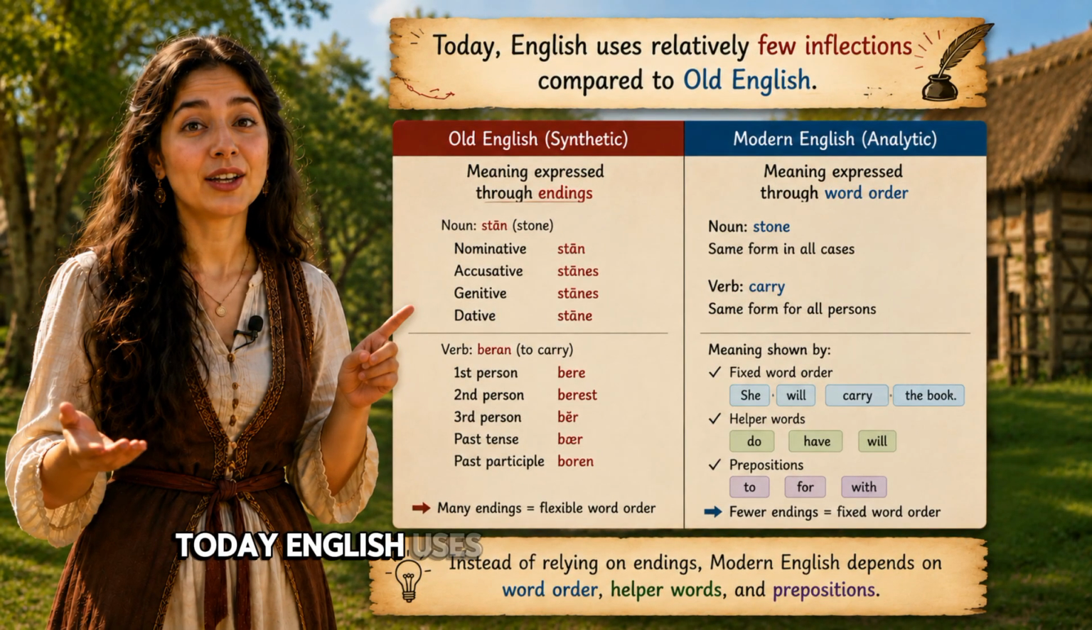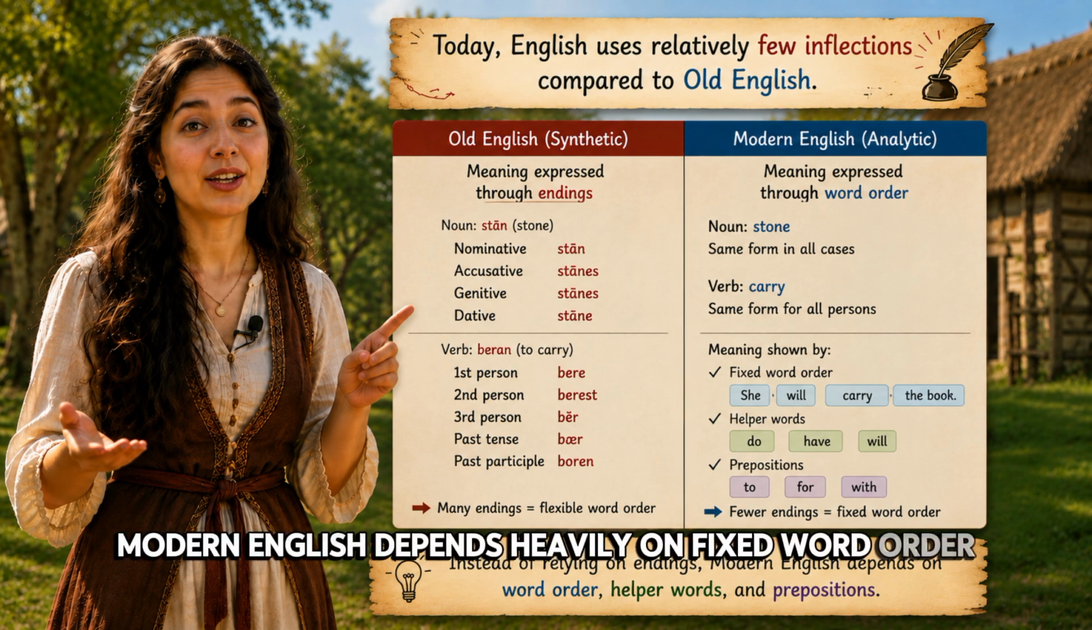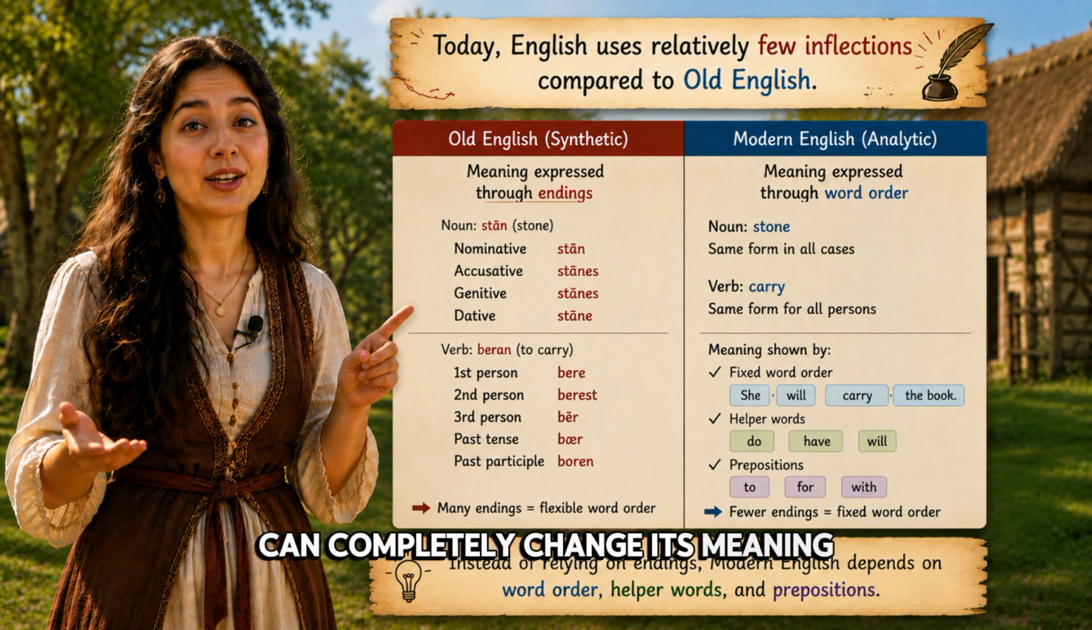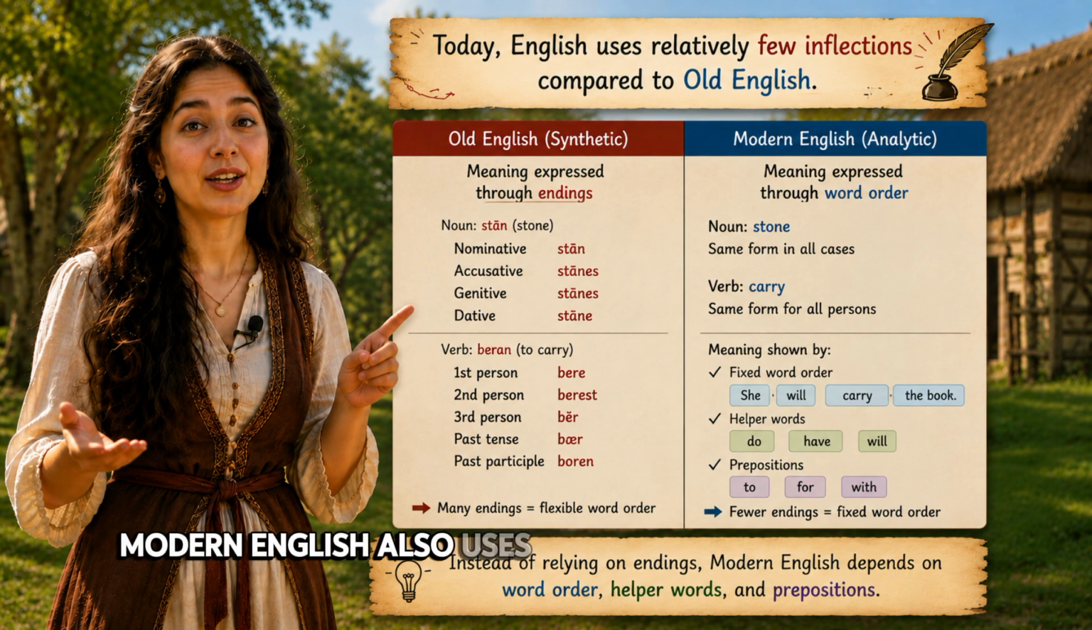Today, English uses relatively few inflections compared to Old English. Instead of relying on grammatical endings, modern English depends heavily on fixed word order. For example, changing the order of words in a sentence can completely change its meaning. Modern English also uses auxiliary verbs such as do, have, and will, along with prepositions like to, for, and with, to express grammatical relationships that were once shown through inflections.